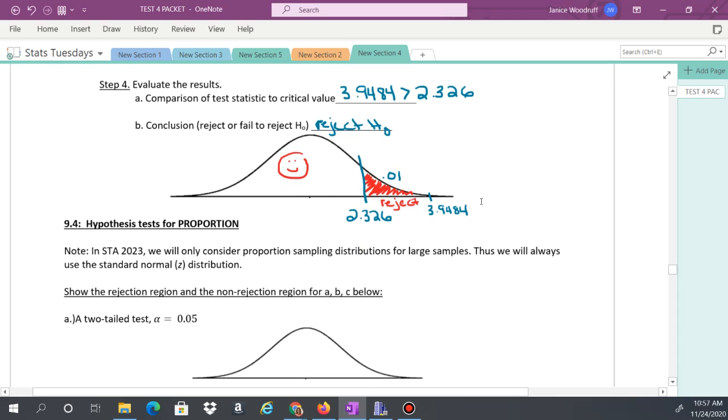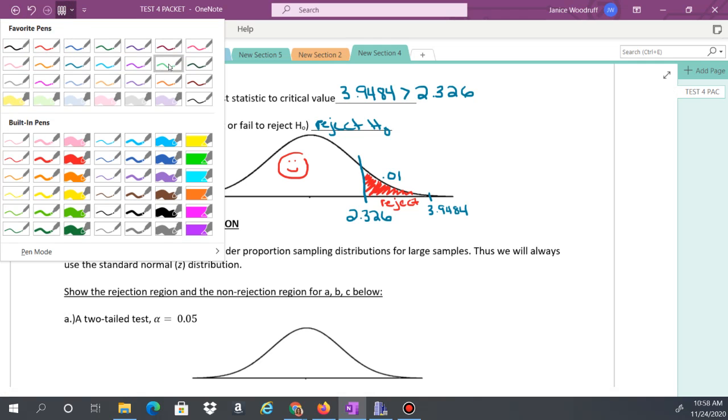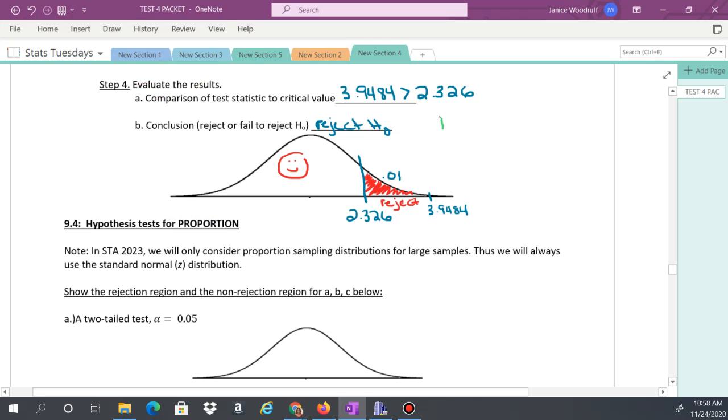So the p-value approach with this one is you are going to find the probability of this value right here, 3.9484. So let me change colors here. All right, so p-value. You need to find the significance level here, or the area under this curve here. So it's going to be pretty small. If you look at this curve, there's not much left right here. For the p-value with a t, it is going to be this right here.